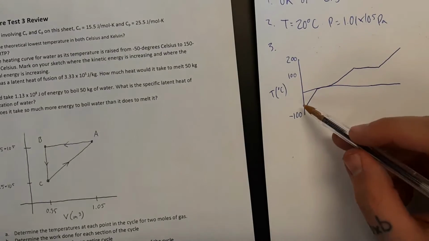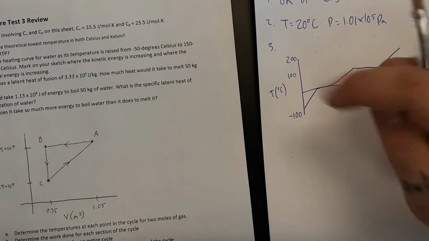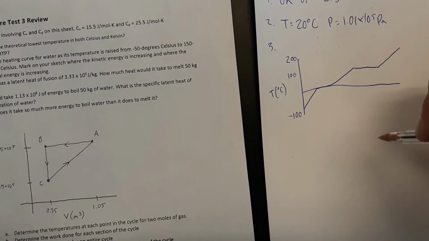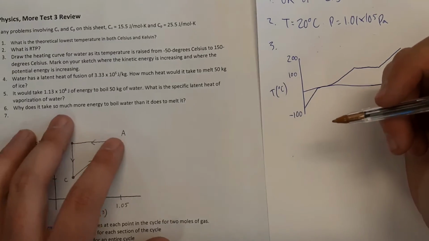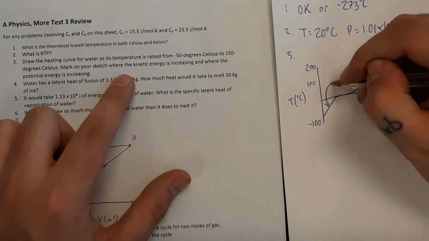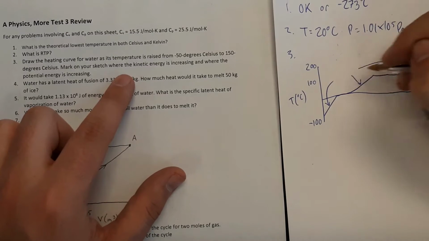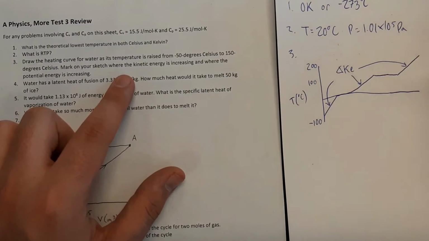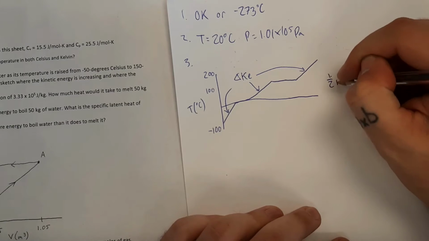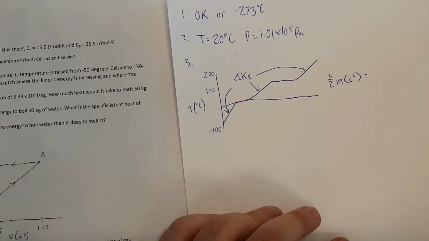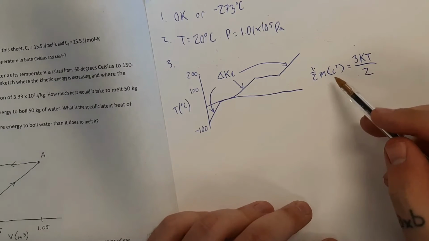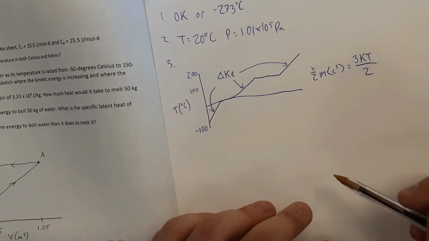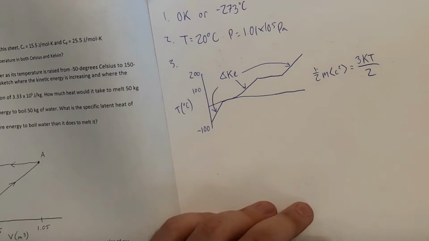So basically you're going to have these areas where you've got a slope, where it's one state of matter, and you've got the areas where it's flattened out, staying the same temperature, where you've got 2 states of matter, where it's transitioning from one to the other. Marking where your KE is increasing, that's going to be each of these slopes. This is where you've got your change in kinetic energy, because you've got a change in temperature. We saw from 1/2 mv squared equals 3kT over 2 that your temperature and your kinetic energy are directly proportional to each other. So where your temperature is changing, your kinetic energy is changing as well.